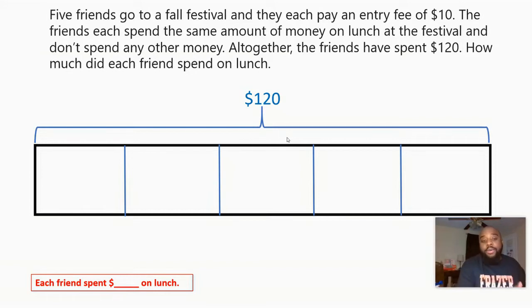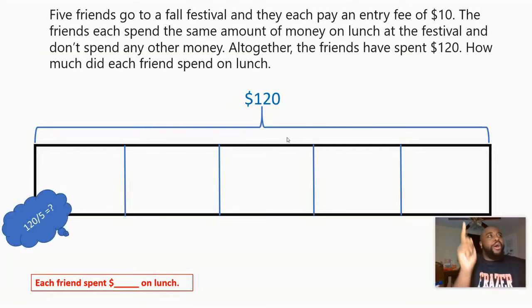I need to figure out how much money each person spent separately. If I have five boxes to represent five different individuals, what math operation could I use to figure out how much money each person spent? I'll give you a second. If you said that I could divide, then you are correct. Now I need you to tell me what's 120 divided by 5. That'll tell us what the amount is going to be.